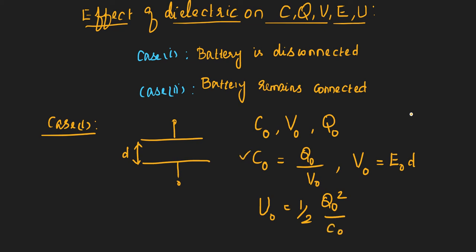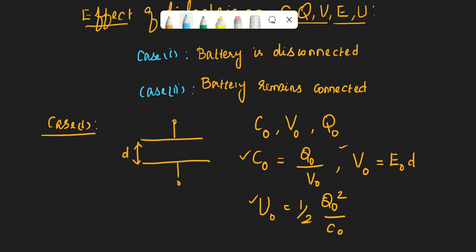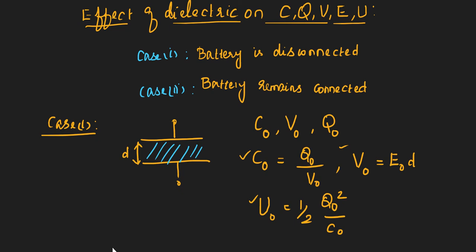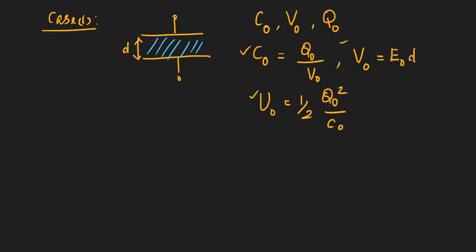Now let's see how these parameters change when you insert a dielectric inside this. So you have the dielectric inside this. Let's start from electric field. This capacitor is charged and the battery is removed for case 1. And now dielectric is inserted.